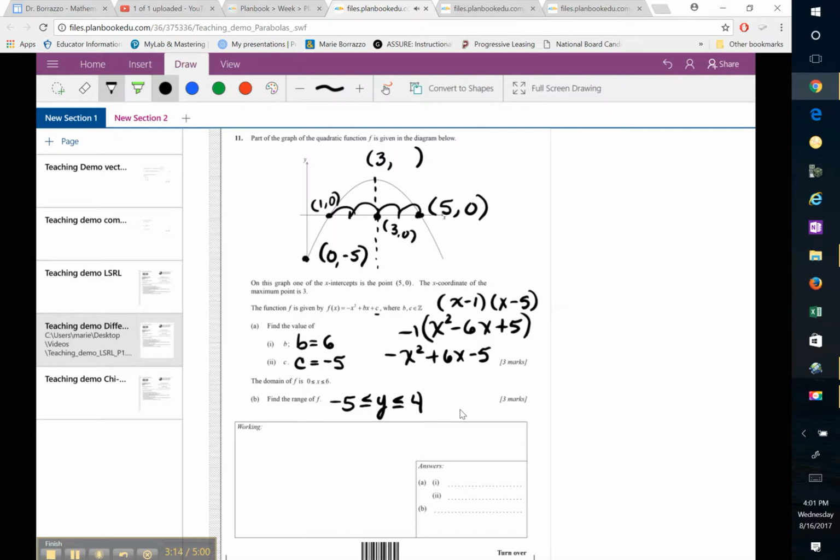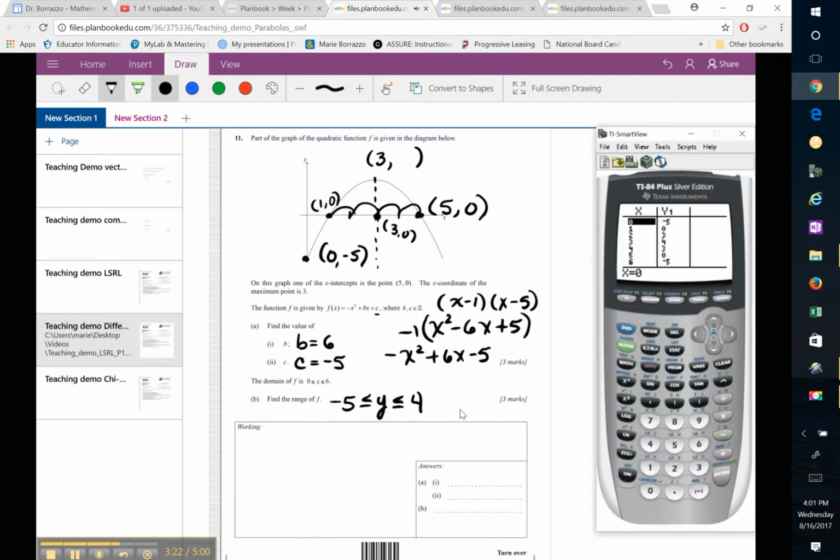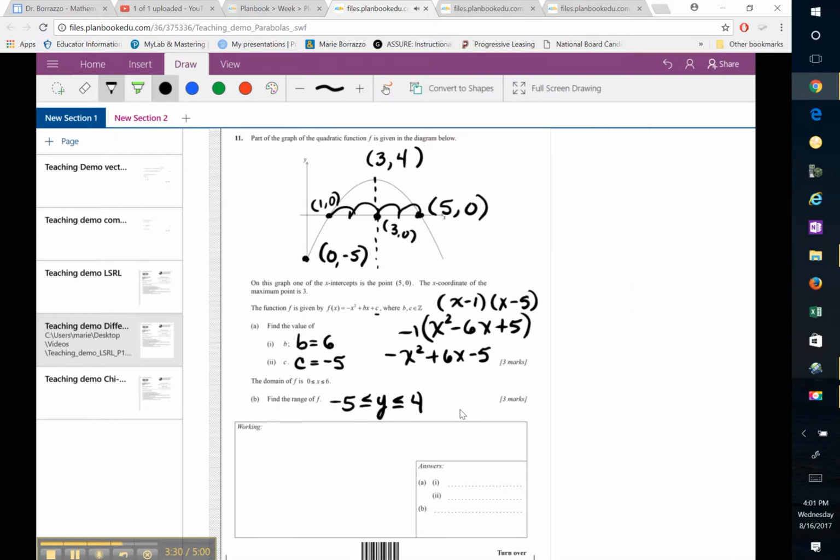If you wanted to take this a step further, just for the sake of practice, since we know that our axis of symmetry is 3, and you were to plug in 3, you can actually use your calculator for this, or you can just look right here. You see where it says (3, 4) for the y? That's one way you can tell that that's the vertex.